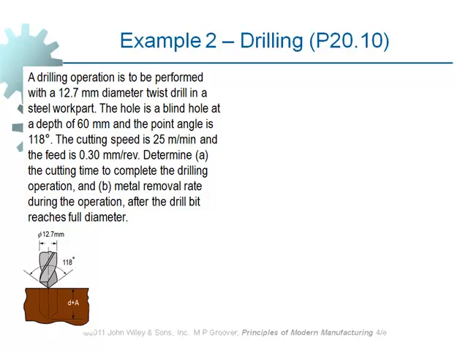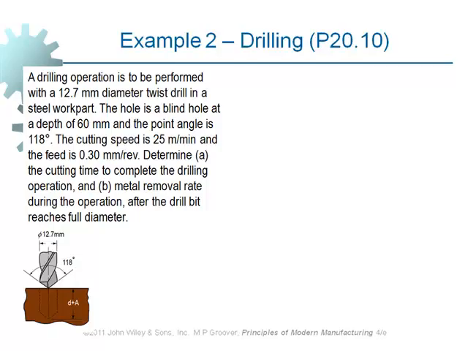Okay, now let's do a problem for drilling, to see how we can compute parameters in drilling operations. As you see, the angle for the tip of the drill here is 118, which, as I said, is the most commonly used angle. A drilling operation is to be performed with a drill diameter of 12.7 millimeters, twist drill in a steel work part. The hole is a blind hole. It's not through.